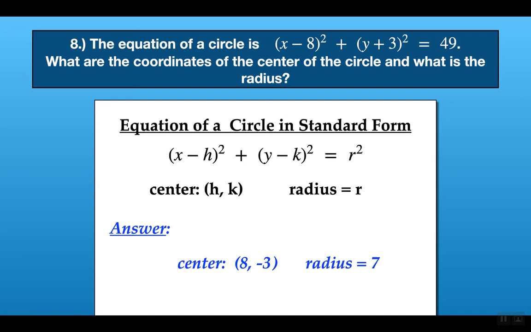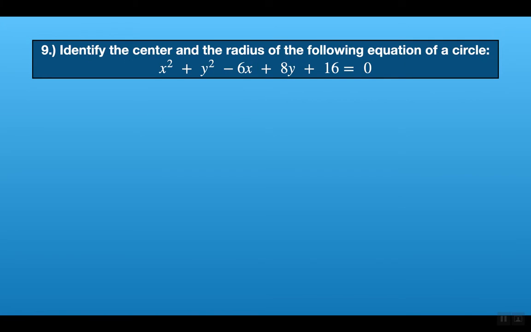Okay, now for our next question, we're going to do the same type of problem, but it's going to be the hard version of these types of questions, where you have to do something called completing the square, and you'll definitely see that on the exam. All right, so question number 9 says identify the center and the radius.